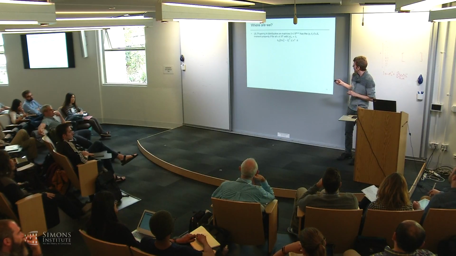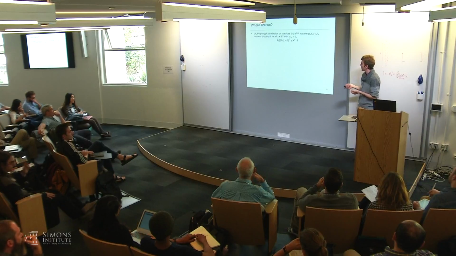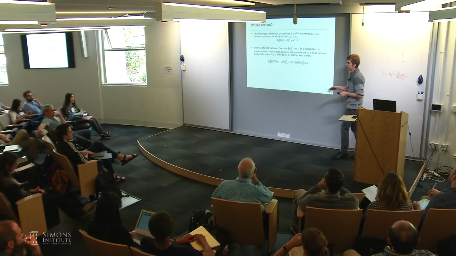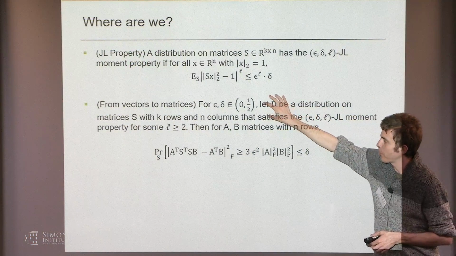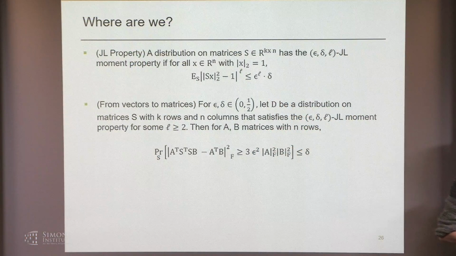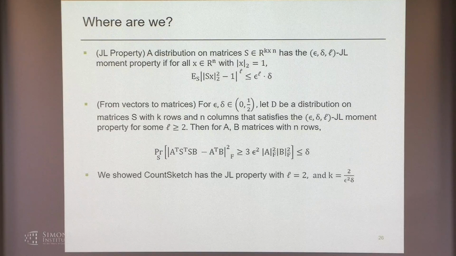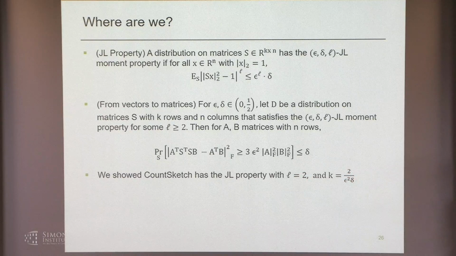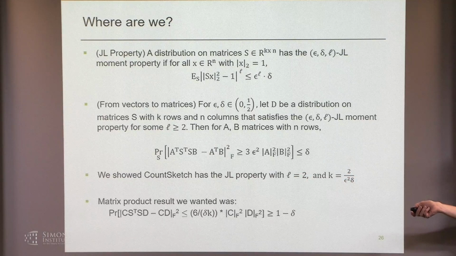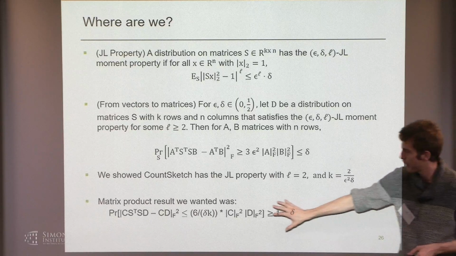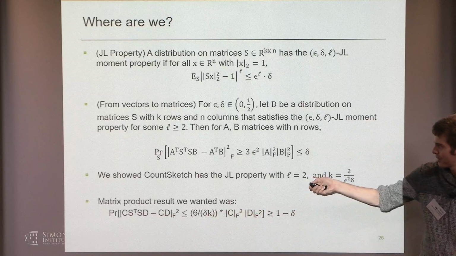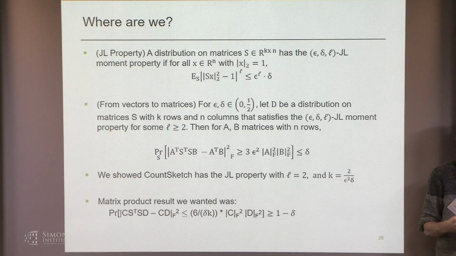Okay, so just to wrap up, this was the JL property. We showed CountSketch satisfied it. We also showed a transition statement: if you have the JL property, then you have approximate matrix product. And if you remember, that's all we needed for the proof. So we showed L equals 2 and 2 over epsilon squared delta rows suffice. We wanted a matrix product result of this form, which is a little bit different from the form that's proven here, but it's really the same thing.